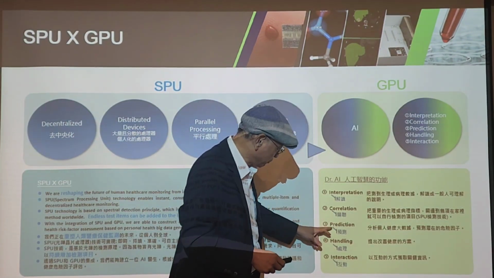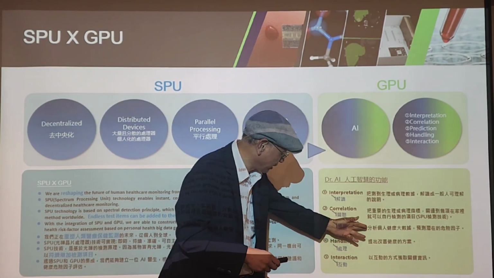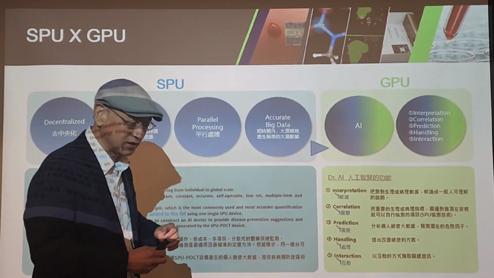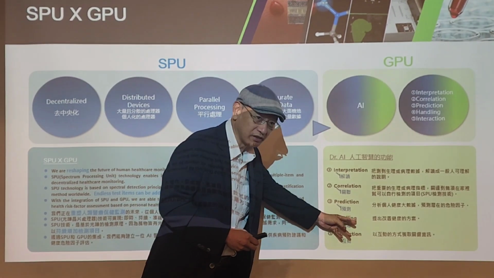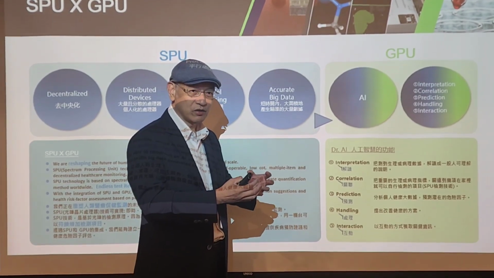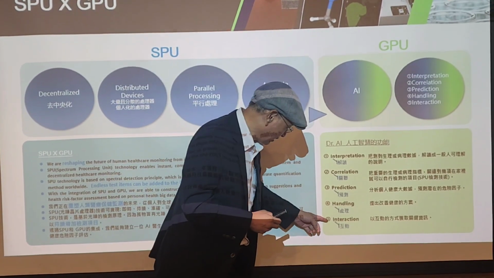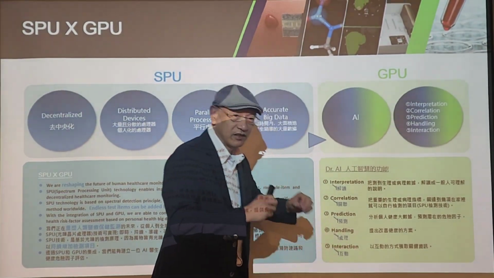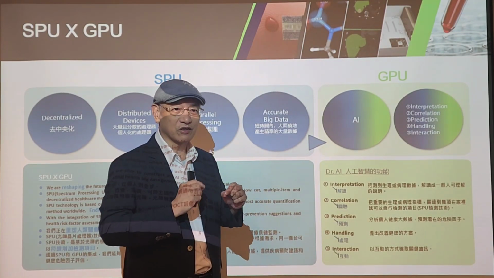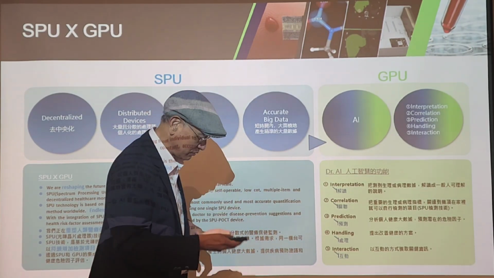So the third is prediction. Once you have all these, you can predict what kind of disease will happen, so that you can prevent it. After that, you can do handling. Handling means the system will provide you a way to see how to improve your health condition. And another is the interaction. That means we will use the large language model, so the system will talk to you to retrieve some of the critical factors from you.